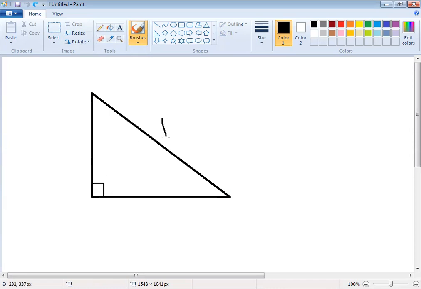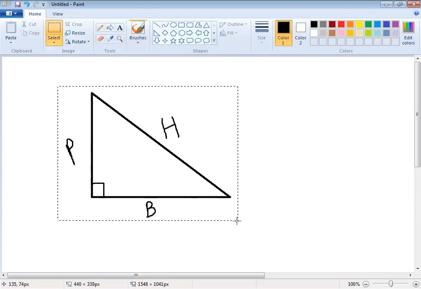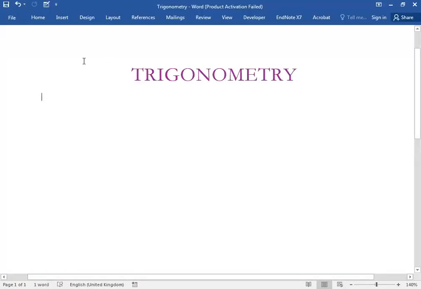So the side that is opposite to the 90-degree side is called the hypotenuse. The one which you feel is on the floor, you call that base, and the one you feel is perpendicular to the base, you call that perpendicular. So these are the three sides of a right angle triangle.